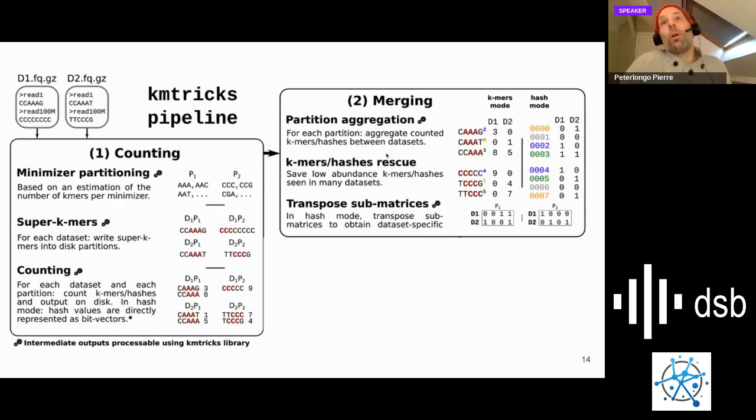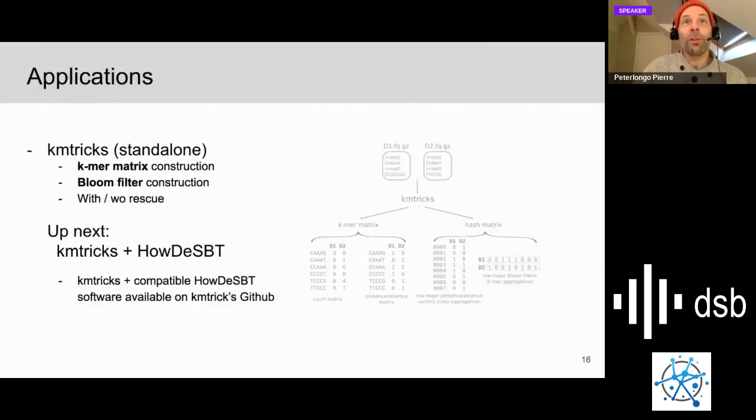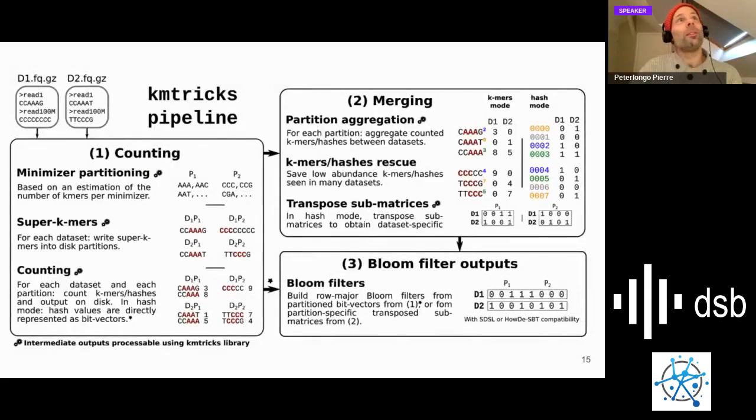Okay, we are almost done now. What remains to be done is to transpose those matrices into a horizontal view in order to finally output the Bloom filters if they are required by the user. So we have an arrow here, but also one here in case you are not interested by the rescue process. And I'm done now with this pipeline. I hope it was clear.